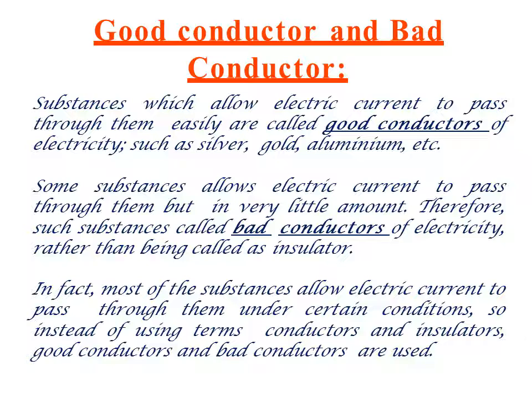Then we have bad conductors. Some substances allow electric current to pass through them, but in a very little amount. That means current will flow, but not in an easy way. It obstructs, which means it stops the flow of current. Means the intensity of the current will be lowered.